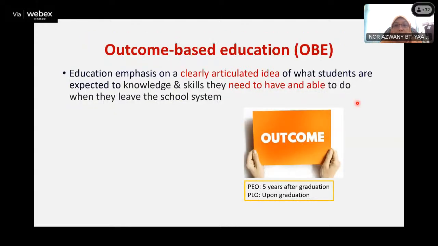So as Prof. Tatsia mentioned, in Malaysia we are doing our program as an outcome-based education, and just now both speakers have mentioned that outcome-based education means that our students are clearly informed on what is expected from them in terms of knowledge and skills that they need to have and be able to do after completion of the program. So in our OBE documentation, we put this as outcome in PEO and PLO. This is already explained by Prof.